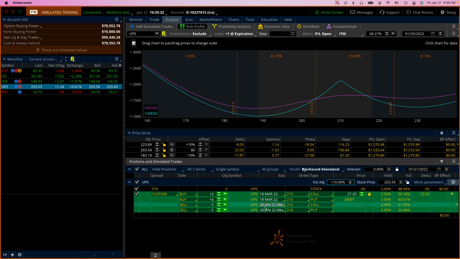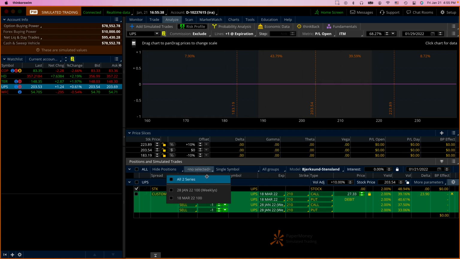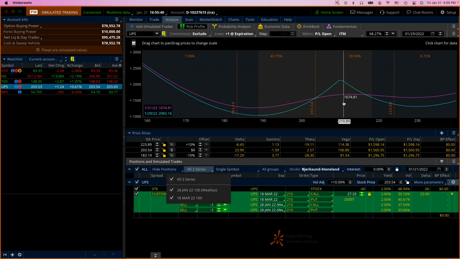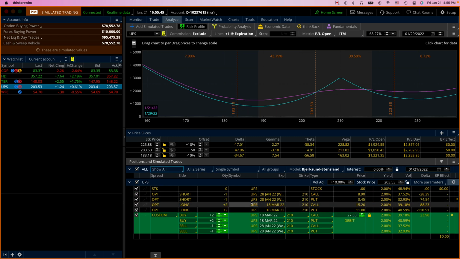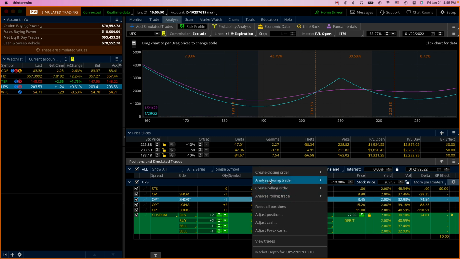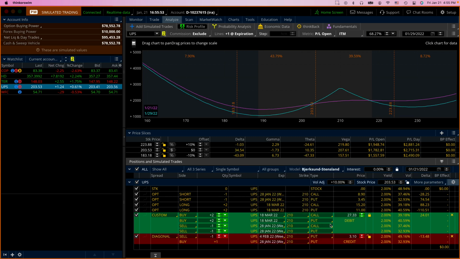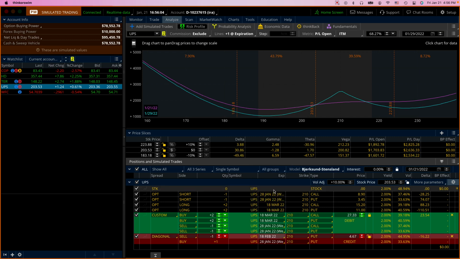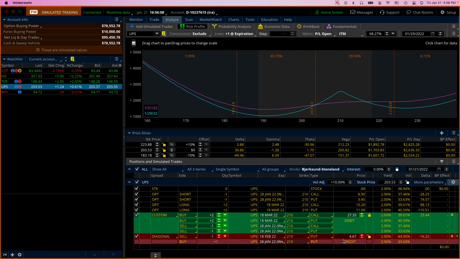You can do a rollover right now, or you can wait until next week. Well, I suggest we do the rollover on the put side and leave the call side alone to do that next week. Okay, so let's do the rollover of the put side. Analyze rolling, and we're going to do this to February the 18th. Okay, and so we get $4.67 on that rollover.